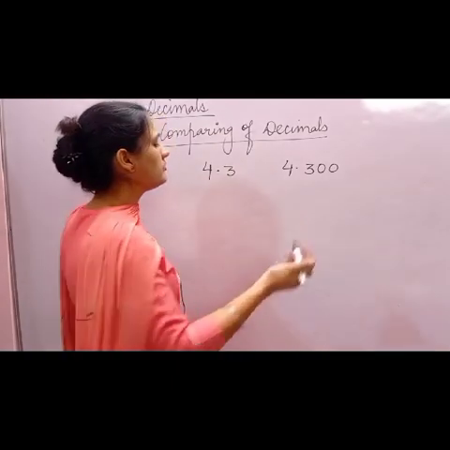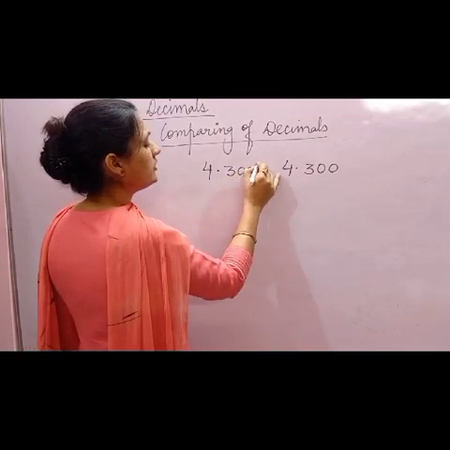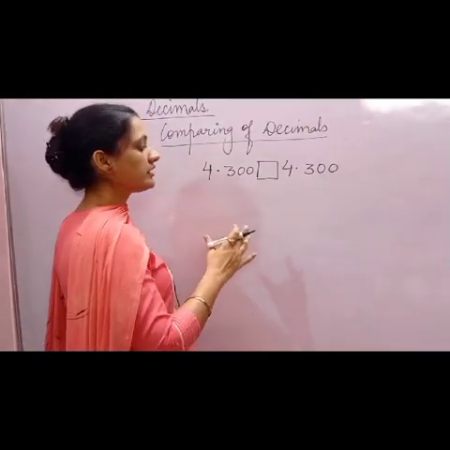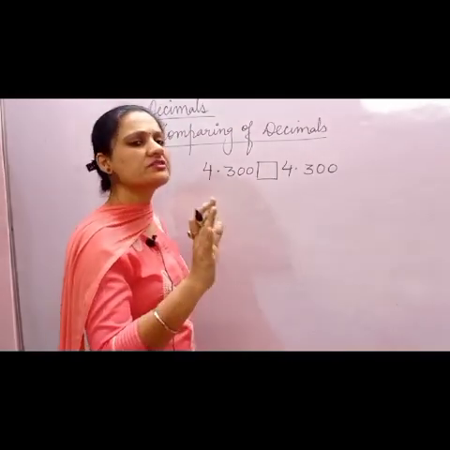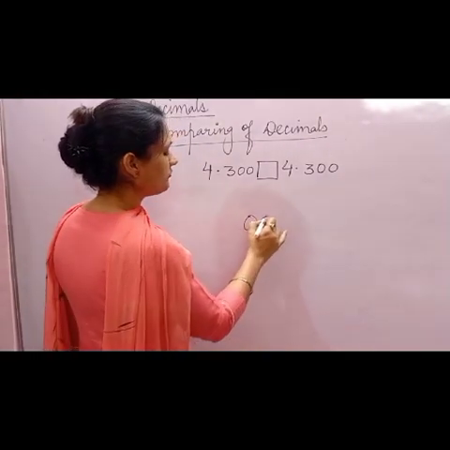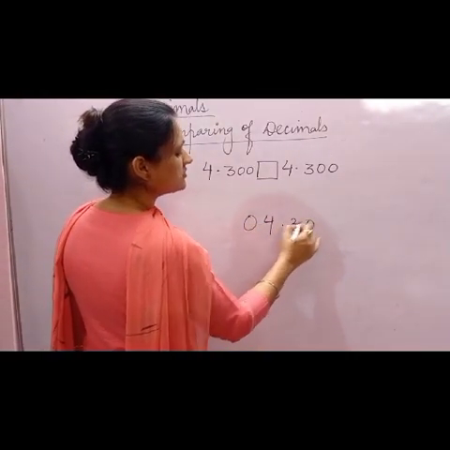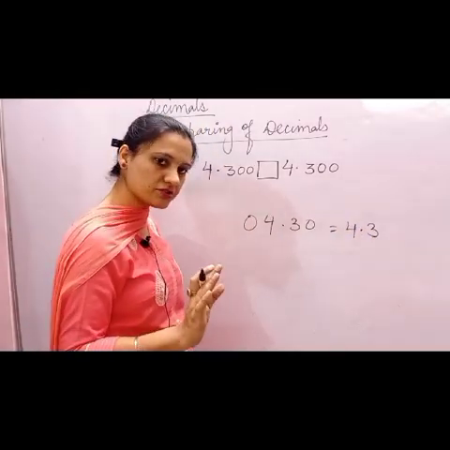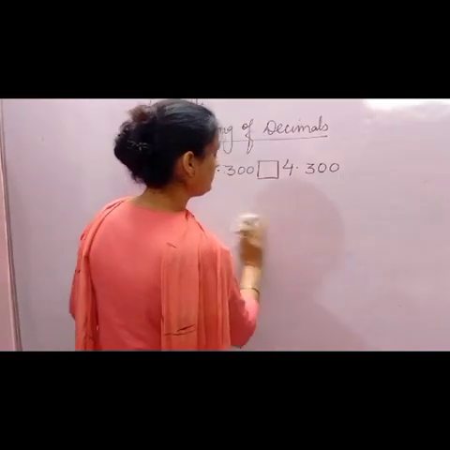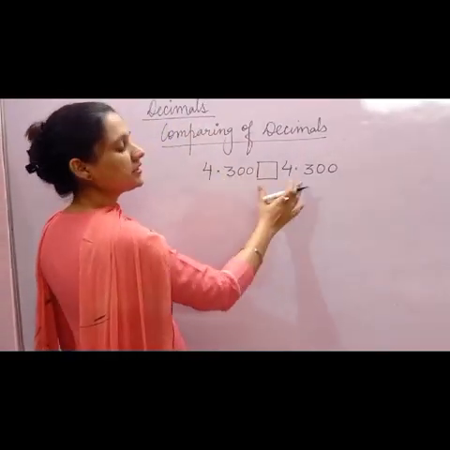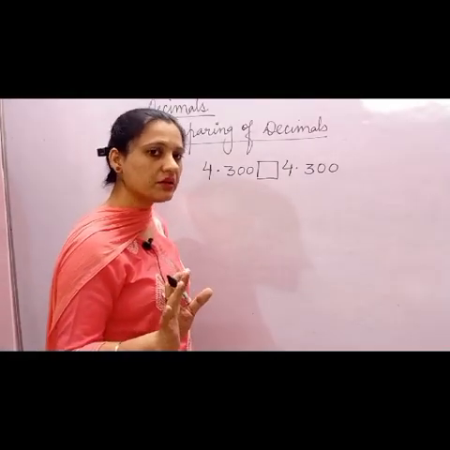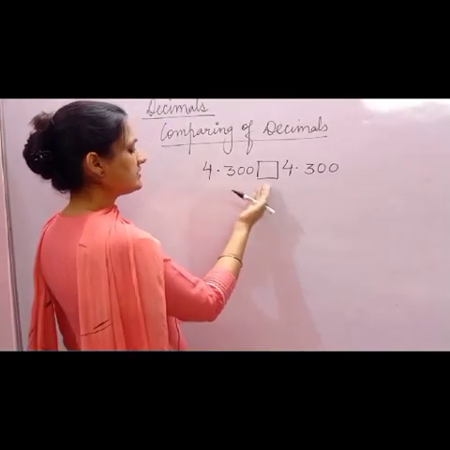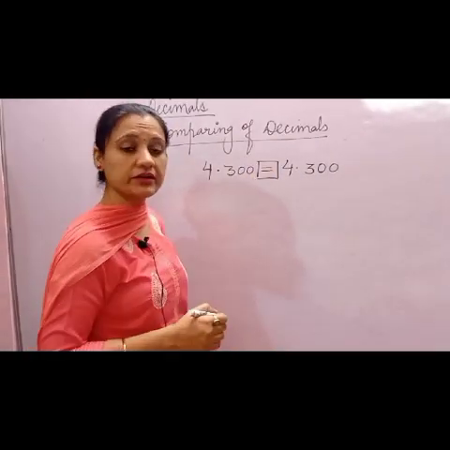How to make them like? No problem. I want 3 digits here, so I put 2 zeros. Always remember, if zeros are written on either end of the number, they have no value. For example, if I write 4.30, it means 4.3. Understood? Let's move ahead. So now I just converted them to like decimals. Now they become like: 1, 2, 3, 1, 2, 3. And you can easily see that yes, they both are equivalent decimals, right?